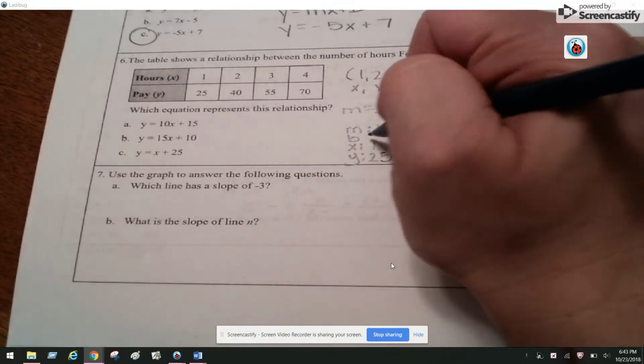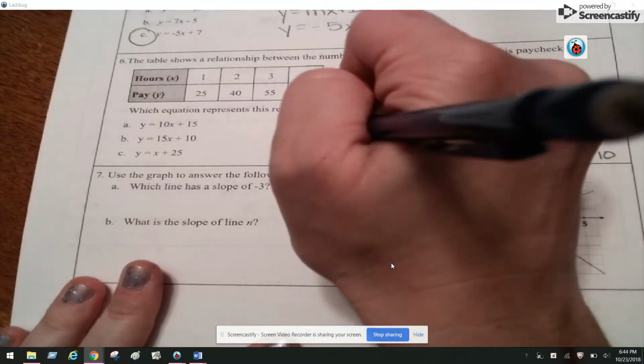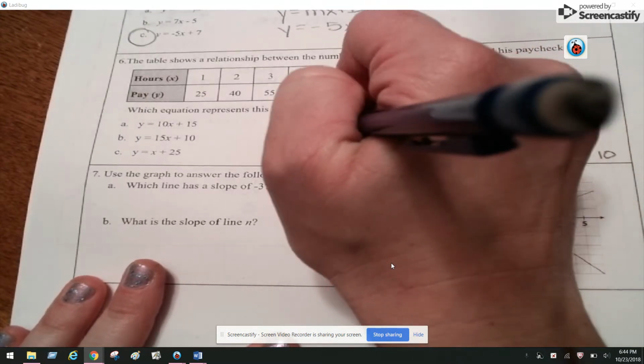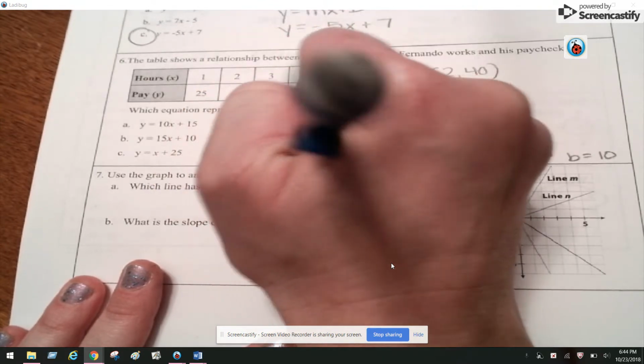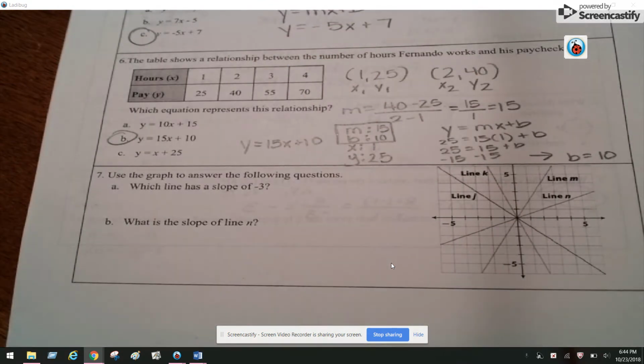From there, I always like to write it in my checklist, and then I put a box around these because it tells me I'm ready to write my equation. So my equation would be y equals 15x plus 10, which is letter B.